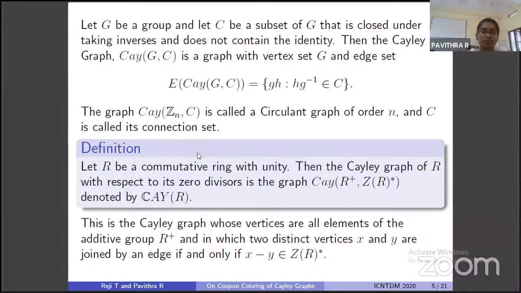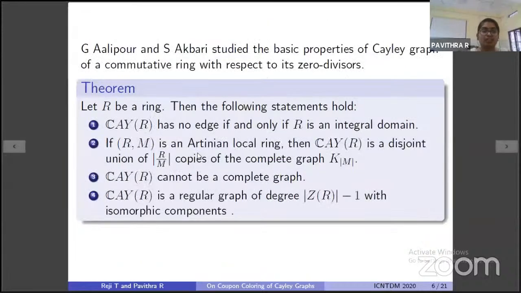This is the Cayley graph whose vertices are all elements of the additive group R plus, and in which two distinct vertices X and Y are adjoined by an edge if and only if X minus Y belongs to the non-zero zero divisor set of R. Alepur and Akbari studied the basic properties of Cayley graphs of commutative rings with respect to their zero divisors.